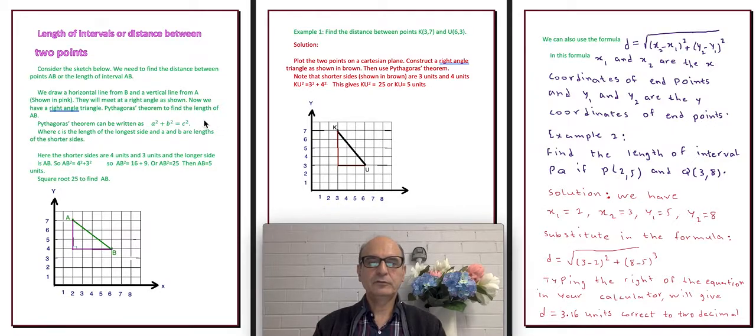Anyhow, then if I want to use this, I can say AB squared, because AB is the longest side, or C here, equals the shorter sides squared and added. One short side was 3, and the other one was 4. So 4 squared plus 3 squared, or 3 squared plus 4 squared. If you work that out, 4 squared is 16 and 3 squared is 9. Then we add them. That comes to 16 plus 9, which is 25. So AB squared is 25.